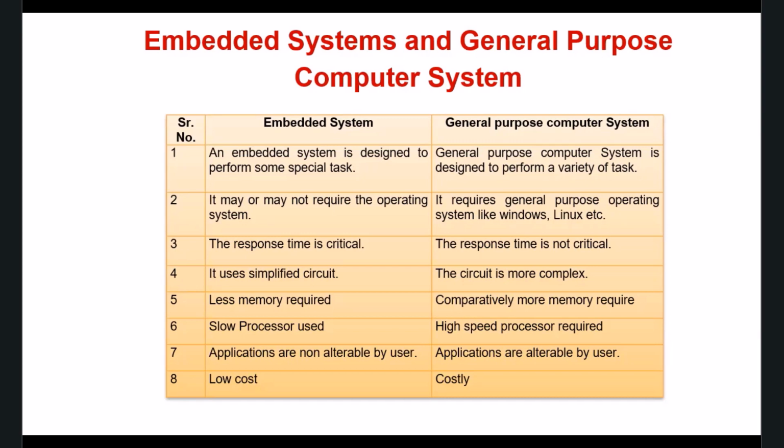The embedded system comes at low cost. At the same time, the general purpose computer systems are much costlier. The applications given by the embedded systems are not alterable. It means the user cannot change the application. But in case of the general purpose computer system, the applications are alterable by the user. So these are some differences between the embedded system and the general purpose computer system.